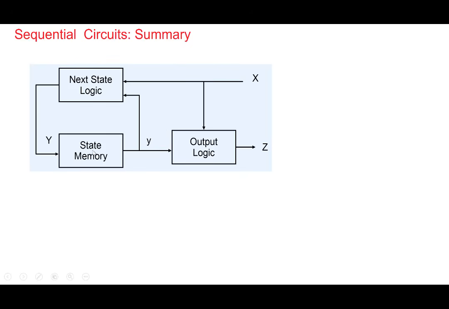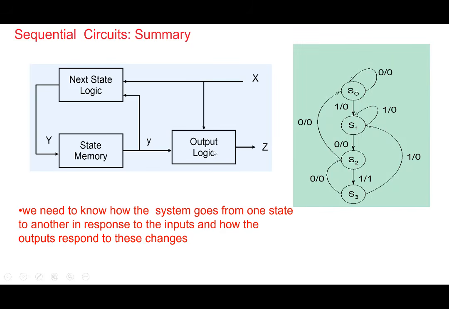By this block diagram, we think of the system as having a memory, state memory here, and then what we need to do is design the next state logic and the output logic here. To start the design of a sequential circuit, we need to know what the different states in the system are, how many states we require, S0, S1, S2, S3, and how the system goes from one state to another in response to the input, and how the output responds to these changes here.